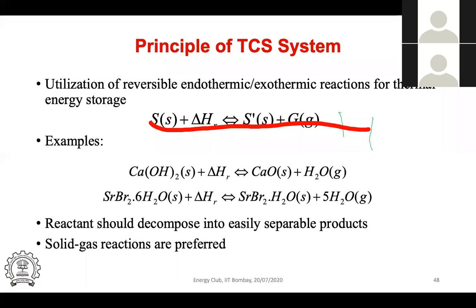Now, what are the examples of this exothermic endothermic reaction? If you use Ca(OH)2 and heat it, it will convert to CaO and H2O, and because of that, heat you have to either add or extract. That heat you will utilize for storing, basically.